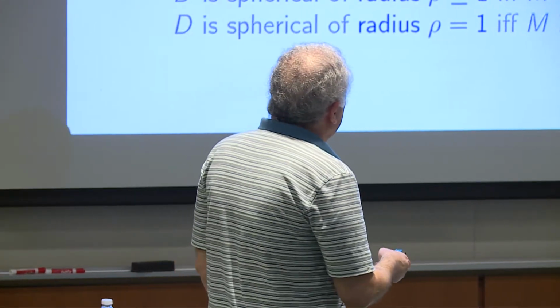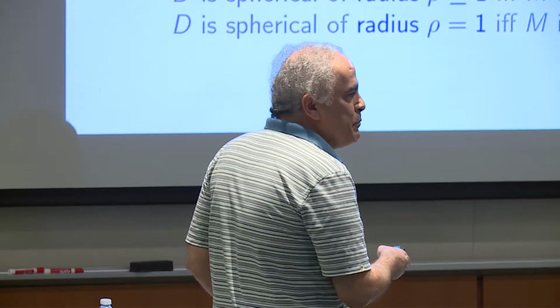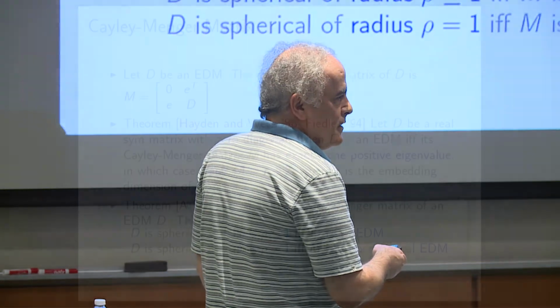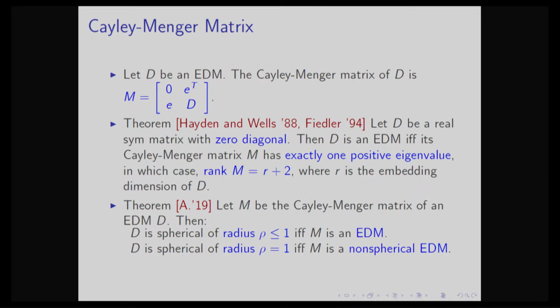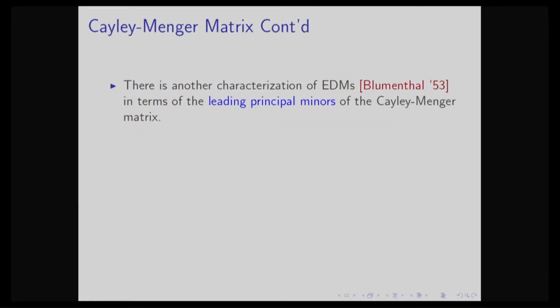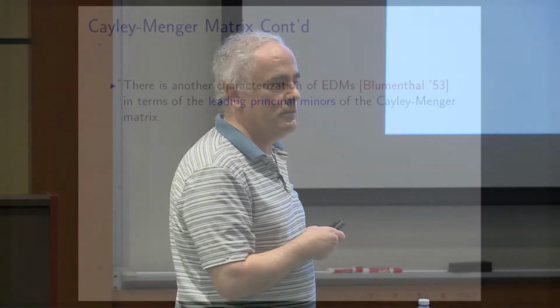Yes, because EDMs can be both spherical and non-spherical. If they are non-spherical, then you get 1. Okay? So you're imposing more conditions on them. Okay. So here there is another characterization in terms of the leading principal minors of the Cayley-Menger matrix. It's very complicated, so I'm not going to give it.